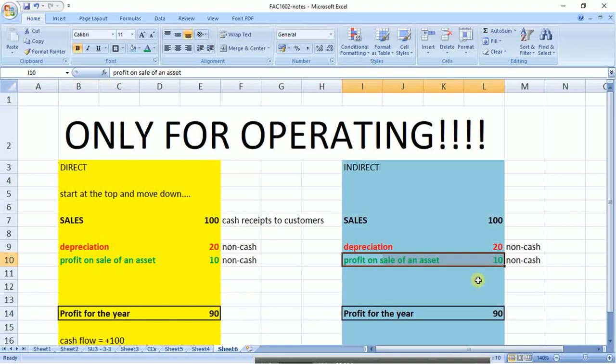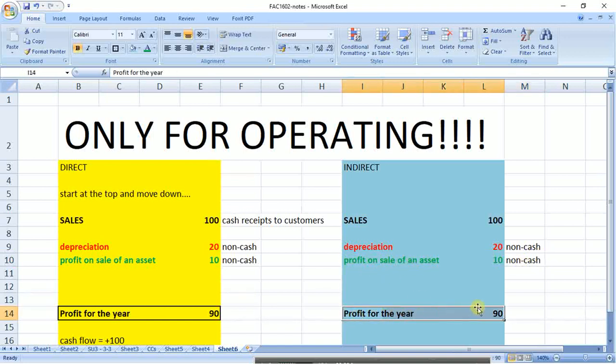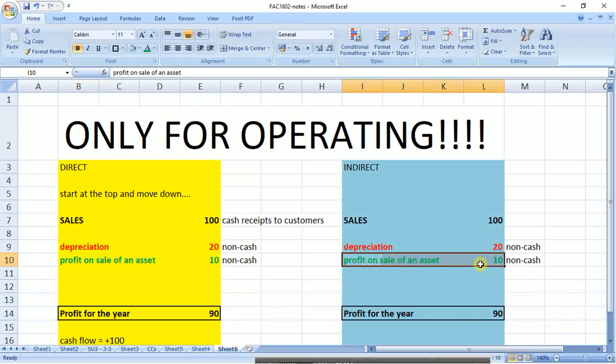Okay. So if I've got profit for sale of an asset, is this cash flow? No, it's non-cash. So now, is this profit for the year too high or too low? It's too high, because you added a profit on sale of an asset when you shouldn't have, because it wasn't cash flow. So you remember, you're taking things out that shouldn't have been in there. So now am I taking out depreciation?